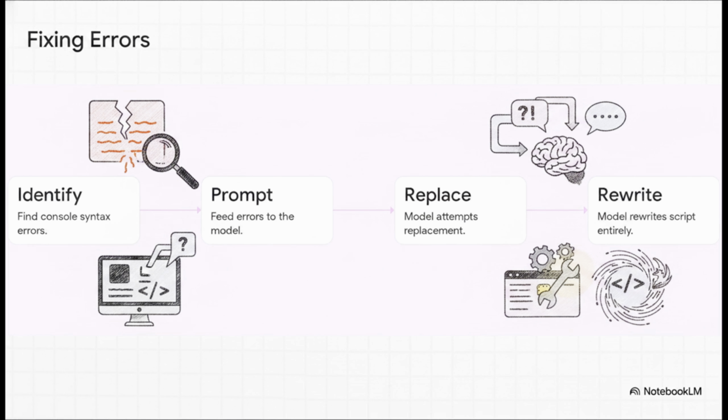The manual troubleshooting workflow here is simple. Find the specific failing lines in your console, feed those exact errors right back to the local model, and let it attempt a line replacement. If it gets stuck, it'll autonomously rewrite the script to bypass the blockage.